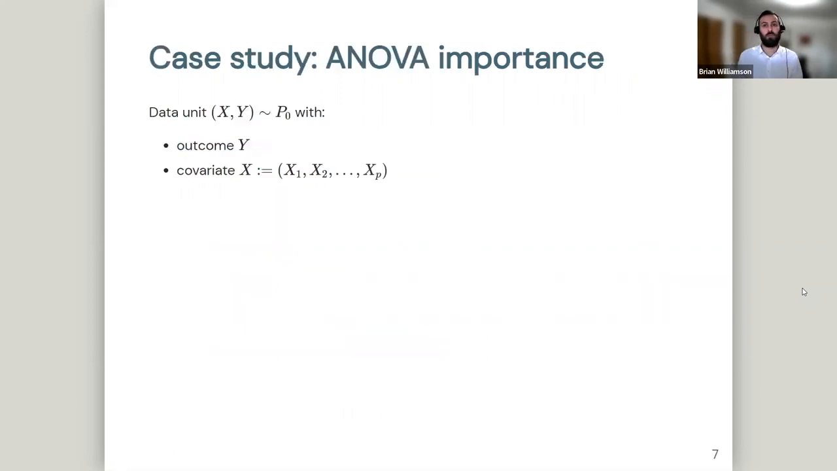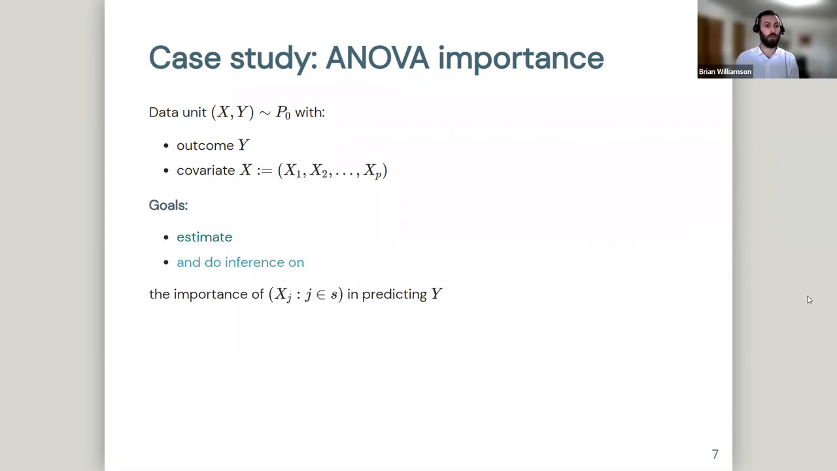The way that we approached thinking about this was to start simple and go more complex. So let's consider a data unit X and Y, which is distributed according to some true distribution P0. I'm going to make no more assumptions about P0. Our outcome of interest is denoted Y, and our covariates X, there are P of them. The goal here is to both estimate and do inference on the importance of a subset of variables.